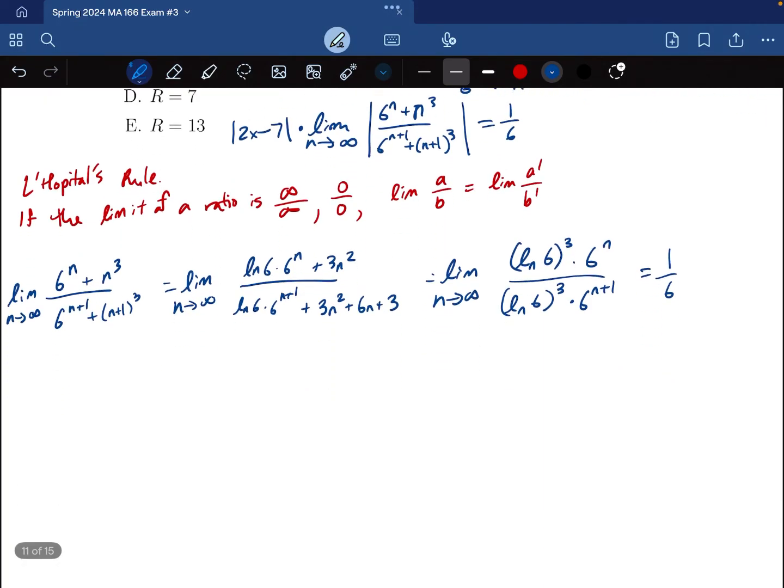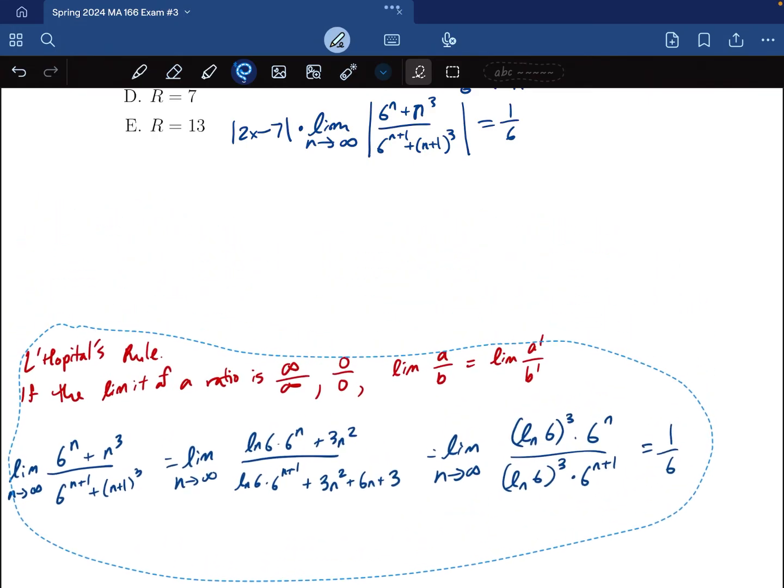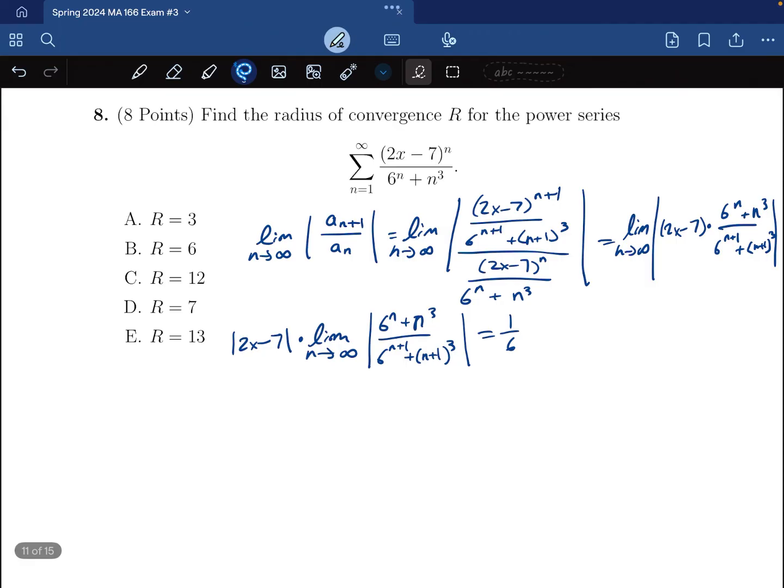I can move all this stuff out of the way. So now that we found the limit, we can go back to calculating the interval of convergence. Okay, so I made a little mistake here. It's 2x minus 7 divided by 6. Okay, so now that we calculated the ratio, this relates back to the ratio test.